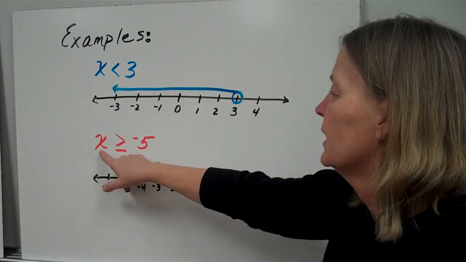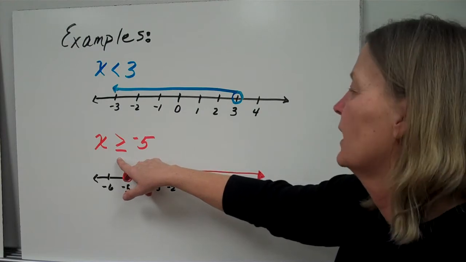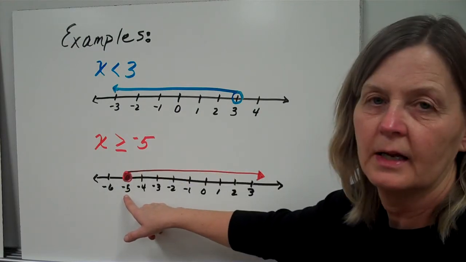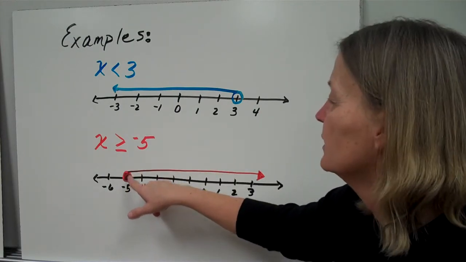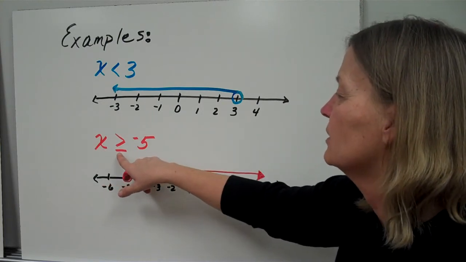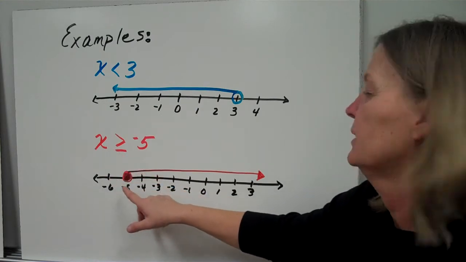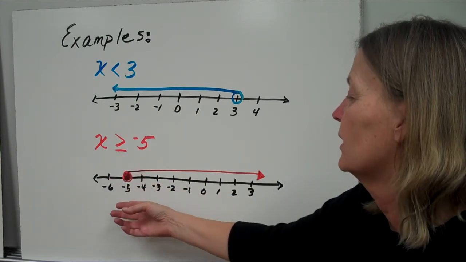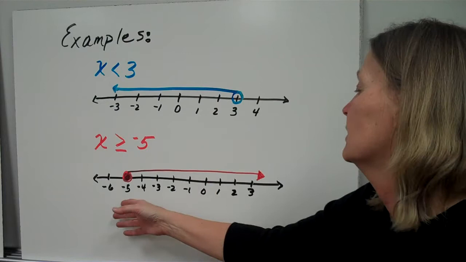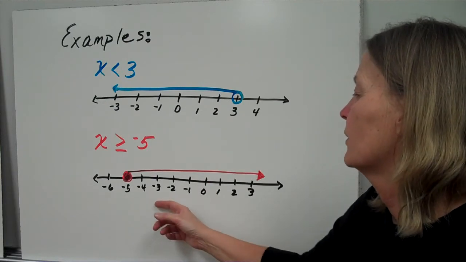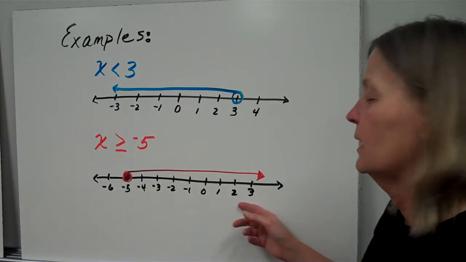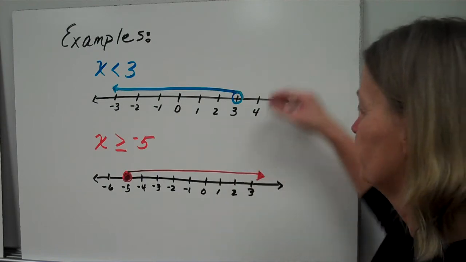At the same time, x is greater than or equal to -5. The circle is put on -5, filled in to indicate that -5 is included, or greater than or equal to -5. And keep in mind, numbers that are greater than -5 go this direction on the number line, so it would be -4, -3, -2, and continuing into the positives.